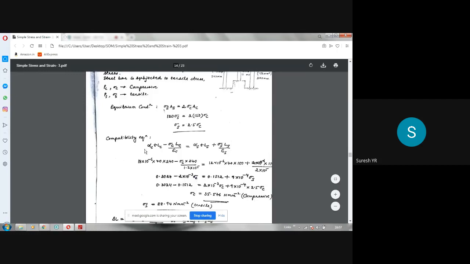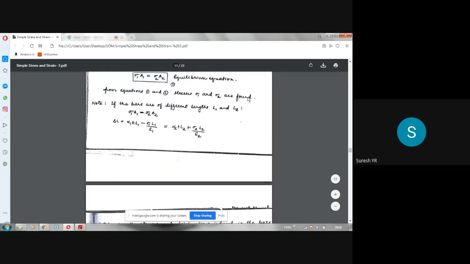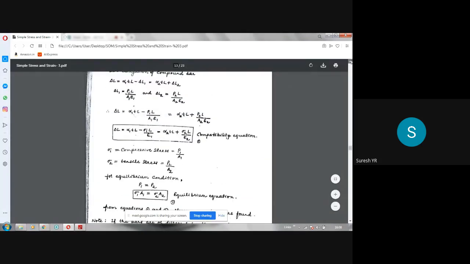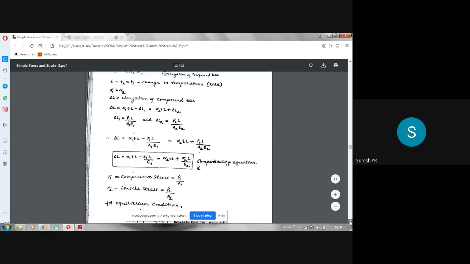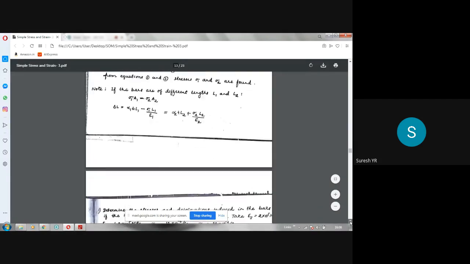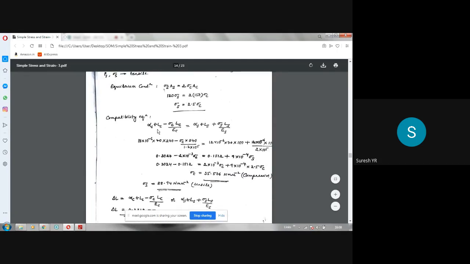See, alpha 1 T L1, that means alpha C T LC minus sigma C LC divided by EC should be equal to alpha S T LS plus sigma S LS divided by ES. So on one side it is minus, on the other side it is plus. That is the difference. This we have proved from this diagram. So you can see the geometry of this diagram. From this we have written that. Okay. So this is the fundamental, basic diagram for understanding the compound bar's temperature stress. Yes. Now if you substitute that here, what happens? This is also delta L. This is also delta L.